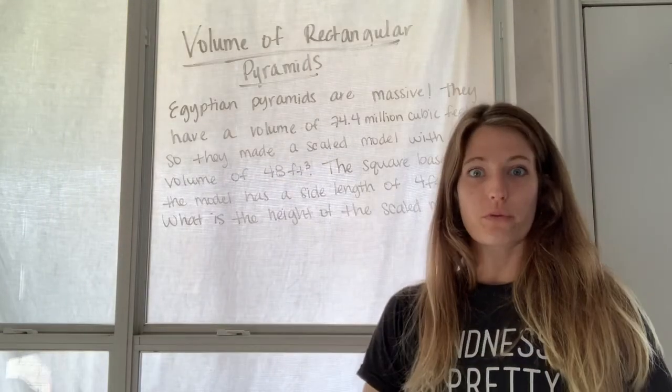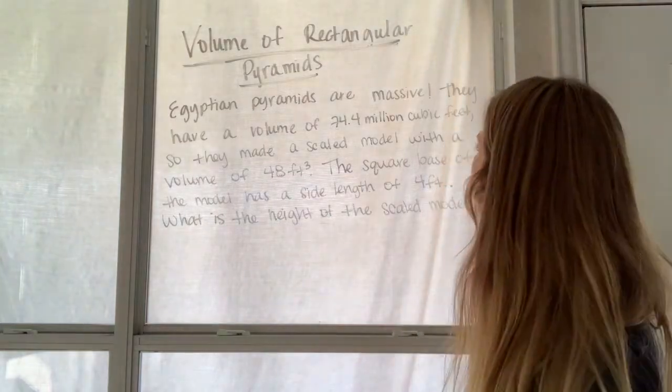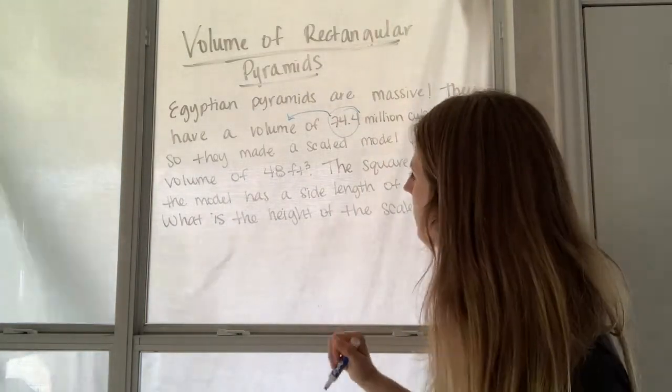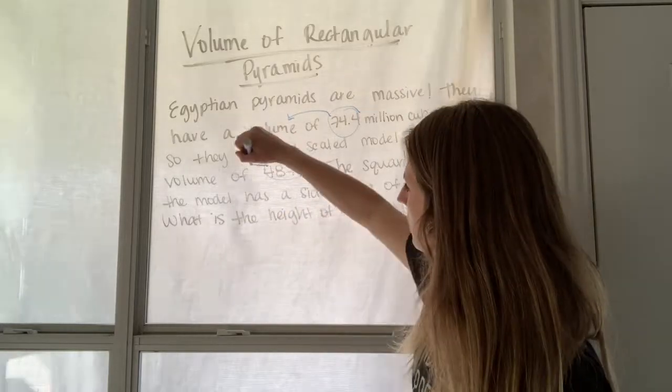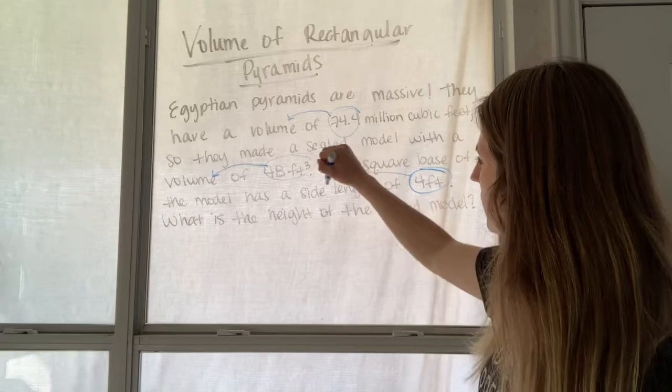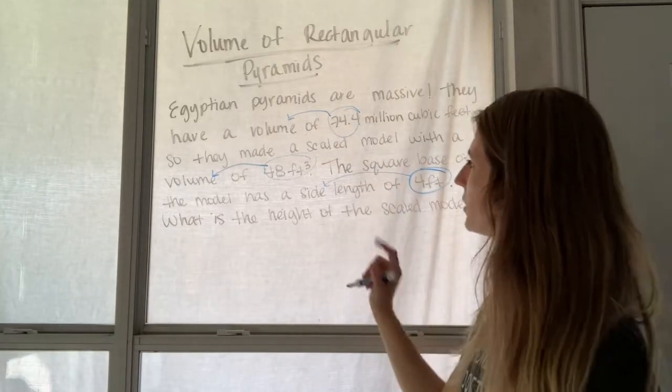So now I'm going to go through and circle my numbers. I see 74.4 million, and that's talking about the volume of the Egyptian pyramids. I see volume of 48 feet cubed. 48 is the volume of the scaled model. I see 4 feet, which is talking about my side length. And those are all my numbers.